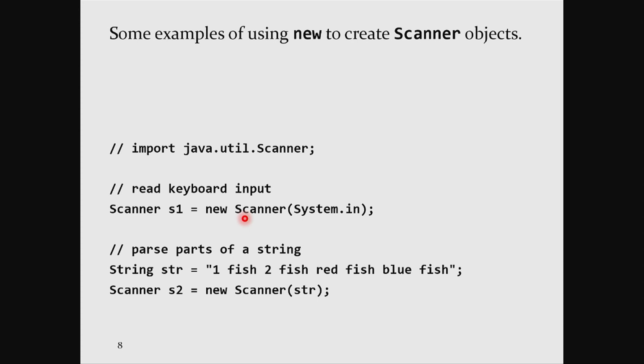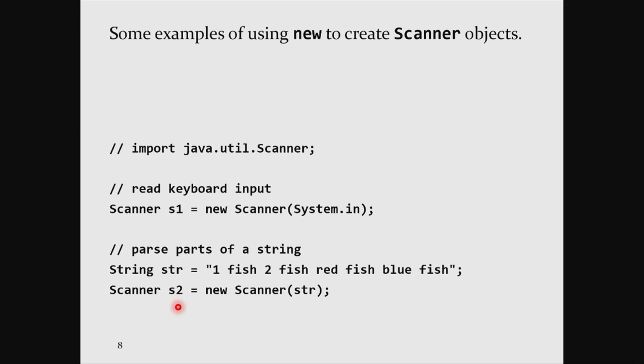And then you call, so that's calling a constructor. You need to know something about what constructors a class has in order to know how to call them. In this case, I pass in System.in. System.in is something called the standard input stream. Standard input stream is connected to your keyboard. So this is just a Scanner that's going to read your keyboard. So that makes a Scanner S1.